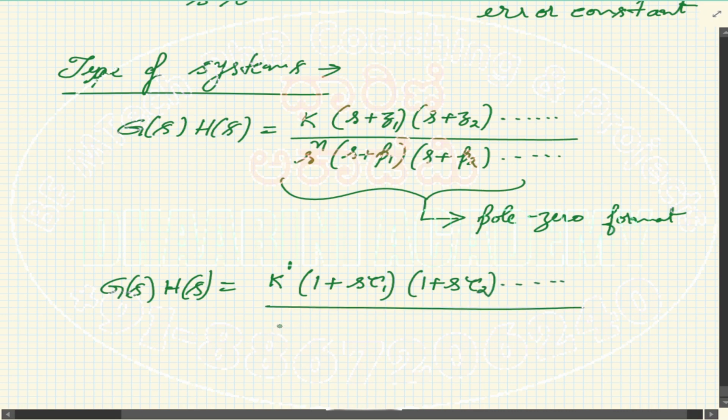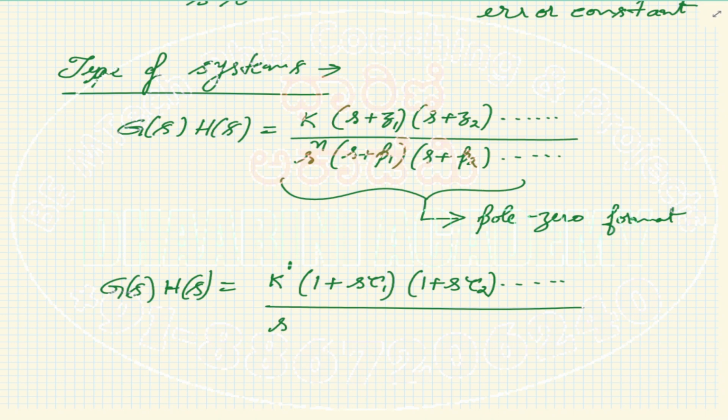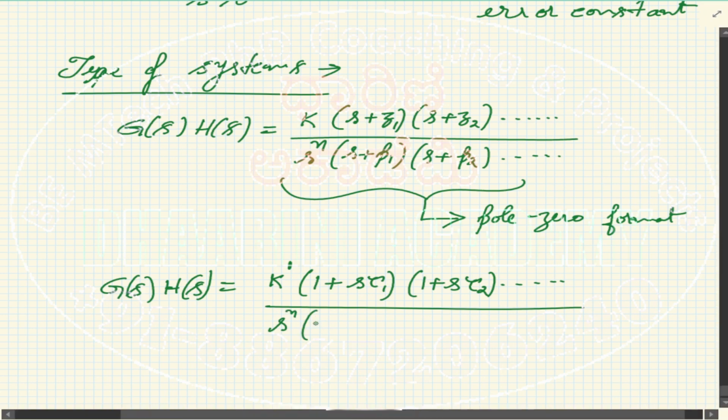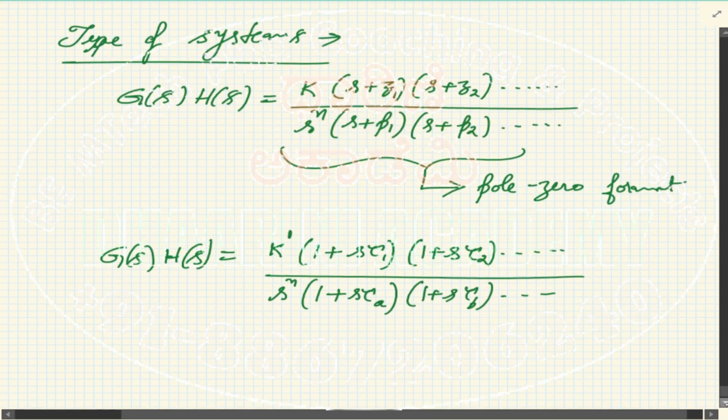So in the denominator also you might get the same. So this is 1 plus s into, I can write this as say tau A, 1 plus s into tau B, and so on. So now you see that there is a time constant coming into the picture, right?